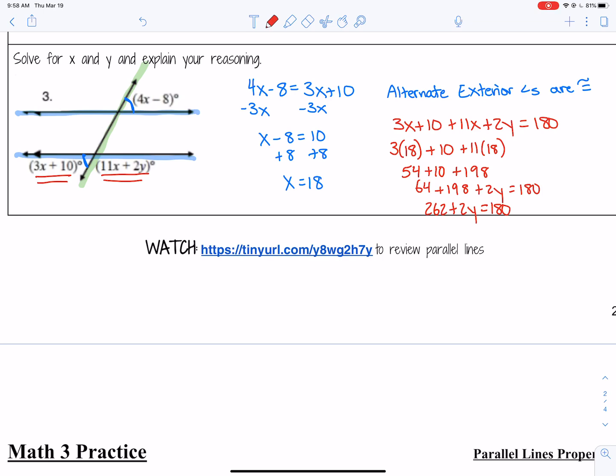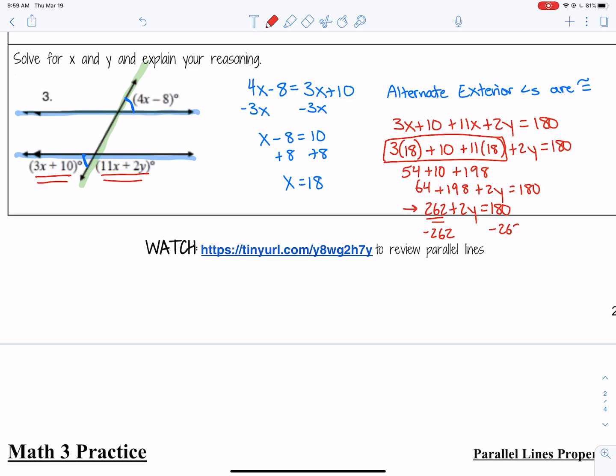So you can fill in the 18 for the x and simplify that. Now you could certainly put all that in your calculator. I just worked it out by hand, but if you wanted to type all of this in your calculator, you would just get the 262 right from there. So it's okay to write out steps. It's okay to type that in your calculator, but then bring it down to this step where we are now. So we have 262 plus 2y equals 180. We just need to finish solving for y.